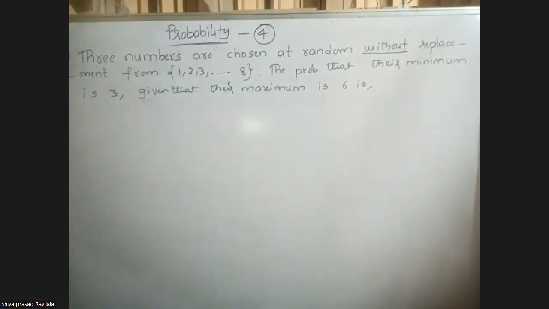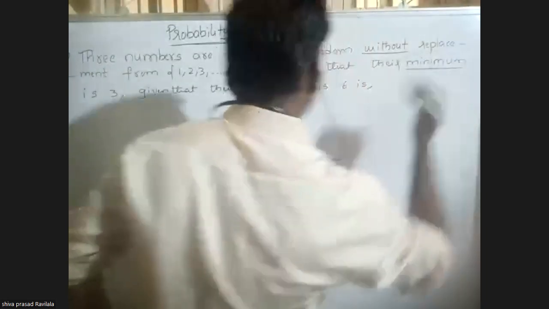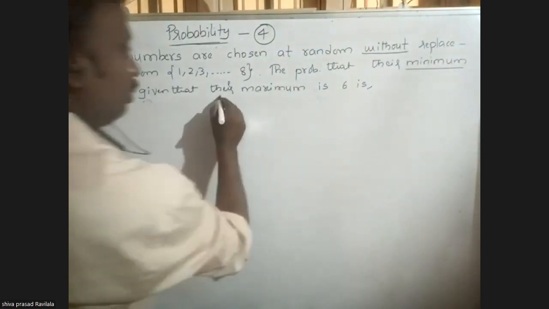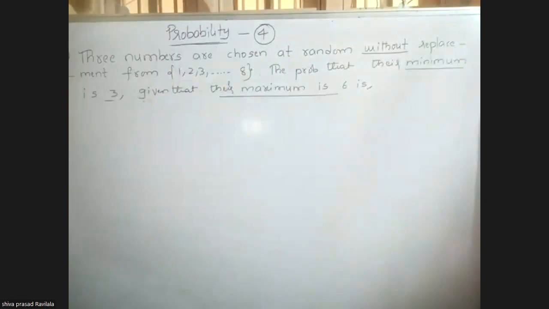Three numbers are chosen at random without replacement from 1, 2, 3, and so on up to 8. The probability that their minimum is 3, given that their maximum is 6. Underline these two conditions: without replacement, first case.